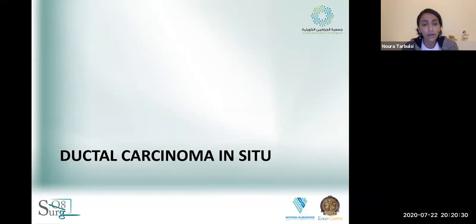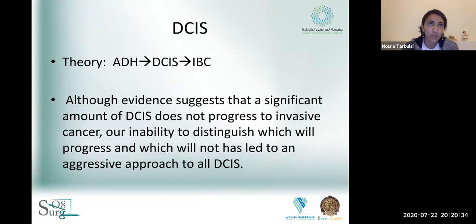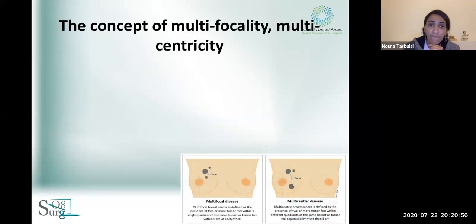All right, ductal carcinoma in situ. So as we said earlier, the natural history of ductal proliferation is going from atypical ductal hyperplasia into DCIS, then invasive breast cancer. And as we said, because we could never tell which DCIS will become cancer in the future, that's why up till now, the guidelines recommend surgical excision for ductal carcinoma in situ. Now, multifocal disease and multicentric disease.